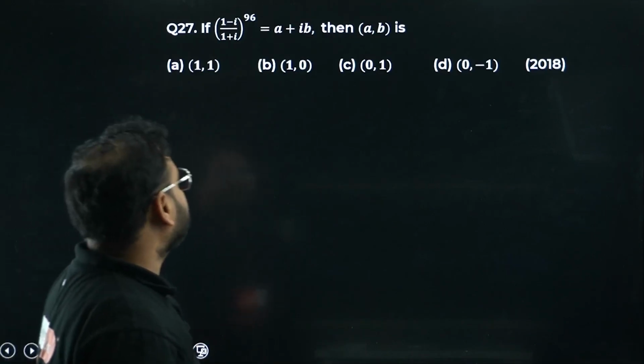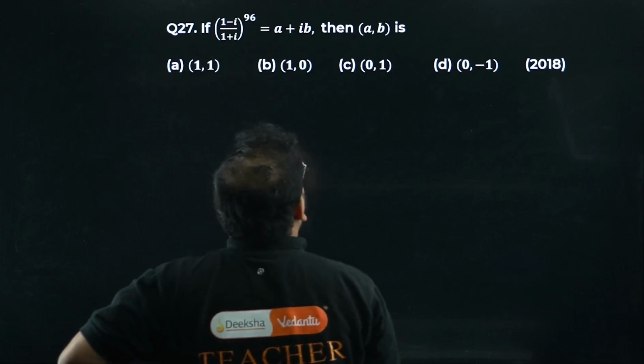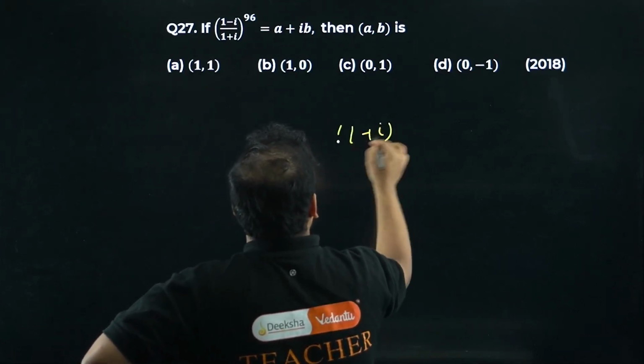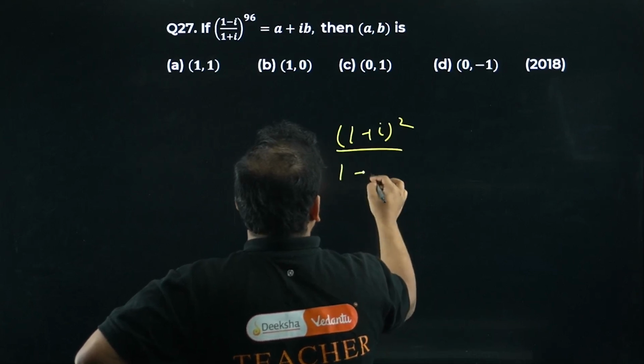In this one we'll use that approach. We'll try. All right, sir. So again we'll have 1 minus i the whole square upon 1 minus i square. What do I get for this?